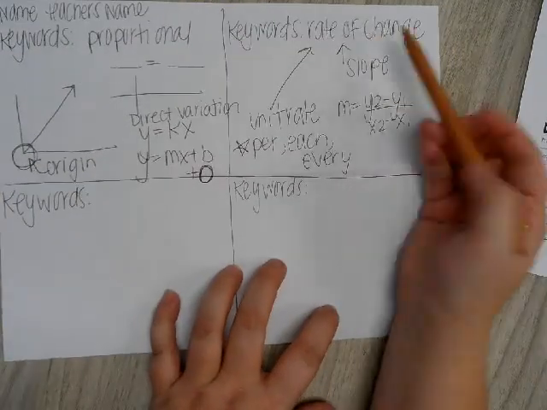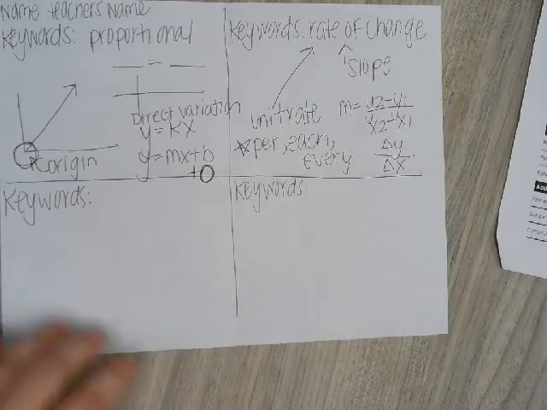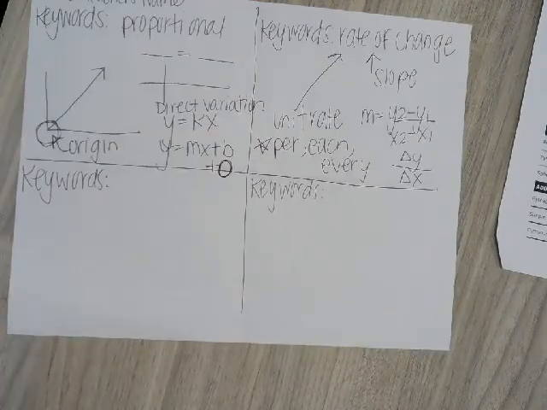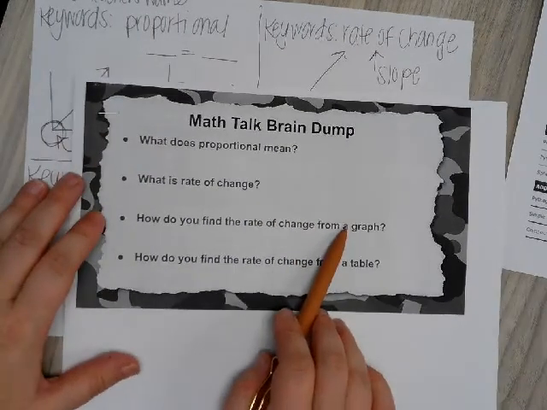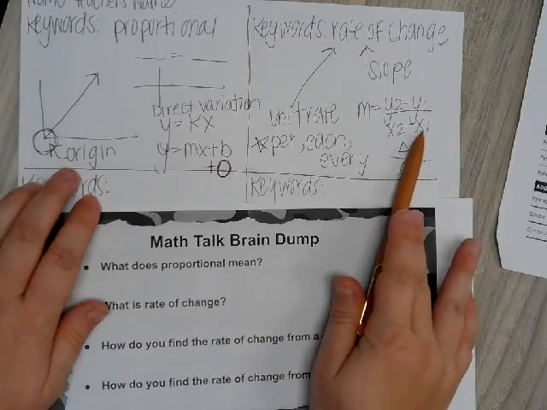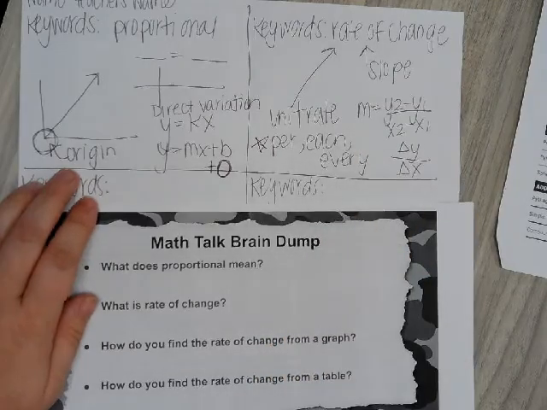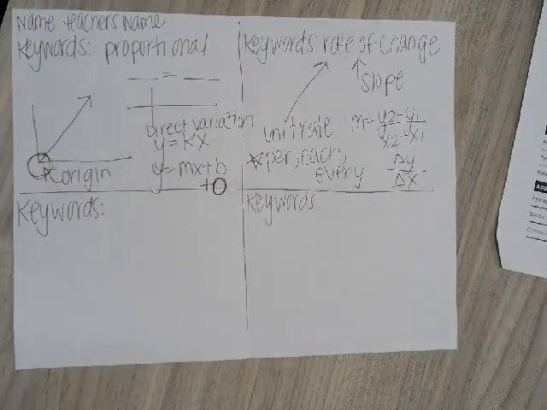Okay? So speaking of rate of change, remember that's change over y over change over x. All those things mean slope. All of those things mean rate of change. And so how do we find that from the graph? Well, we can pick out 2 points and still use this: y2 minus y1 over x2 minus x1. And we can do the same thing on a table. So let's go ahead and get started.